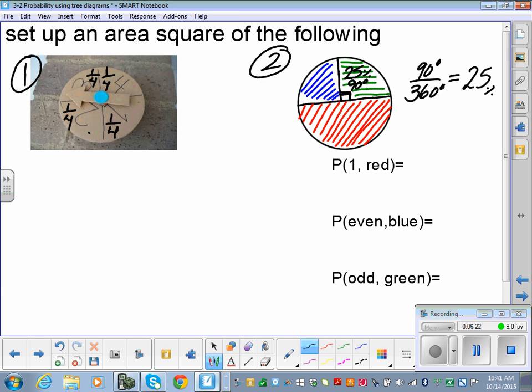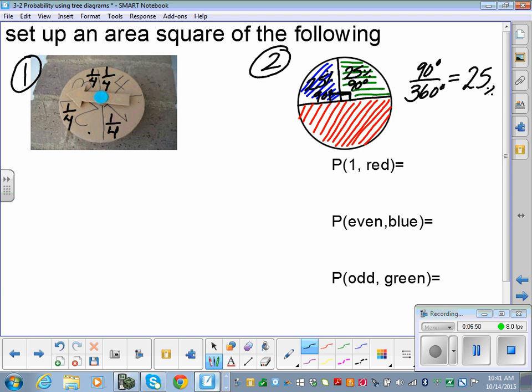Questions? Okay, now let's think about it. If this is 90 degrees, won't this be 90 degrees? Yes. Now, also we know that a half circle, the two angles will add to be 180. So we can take 180, subtract 90, and we get 90 degrees, right? What's the probability of landing in a 90 degree piece? You just did it. 25%. Very good. So there's a 25% chance of landing on blue.